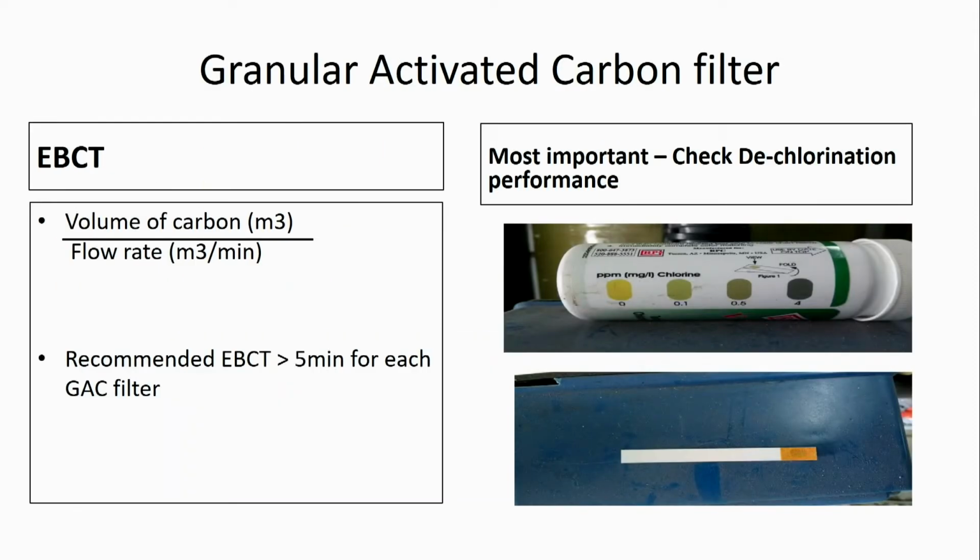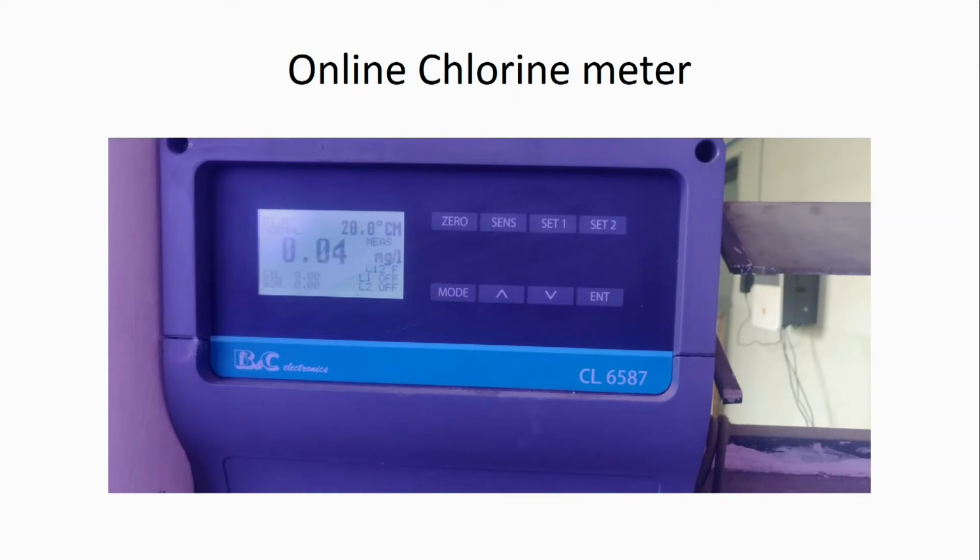Another thing we have to look for is the flow rate of the water across the filter to assure empty bed contact time of more than 5 minutes for each carbon filter. But the most important thing to monitor in a carbon filter is to check dechlorination status or dechlorination performance. It can be done by either chlorine strips, which are handy strips, and you can do it in the water treatment area, or it can be done by the online chlorine meter, which gives real-time chlorine concentration of treated water.